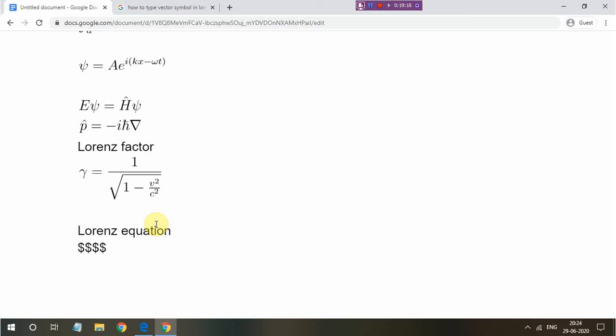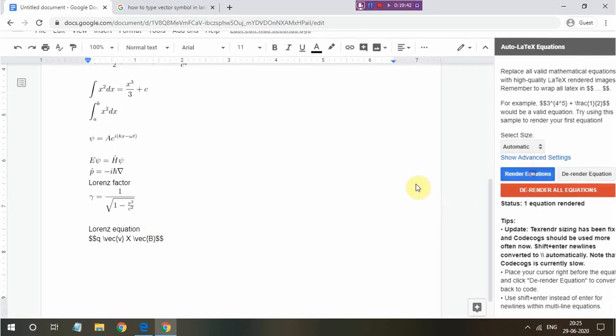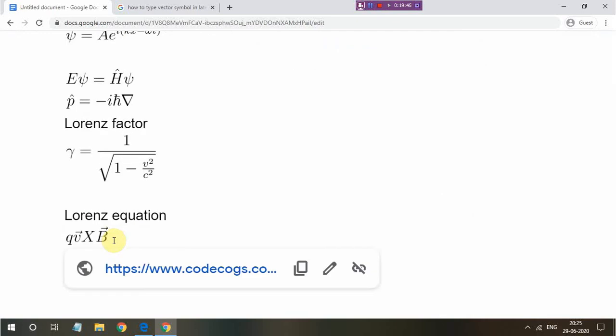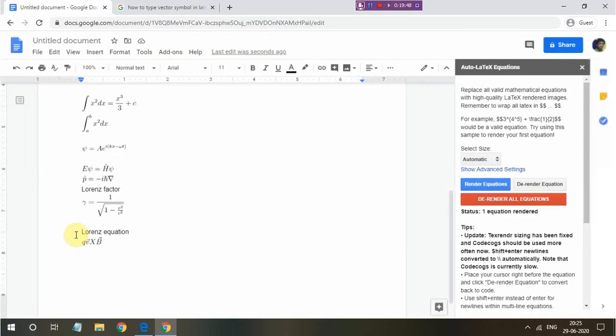So QV cross B, so Q times V should be in vector. For vectors we use VEC, and in the second bracket always V. This vector means there will be an arrow over the top, of course, cross B. So just type it like this here. I think they will take this command, B in capital, of course. So QV cross B, I think this will be enough for QV cross B.